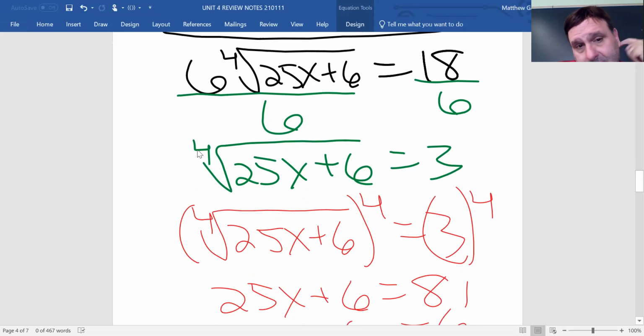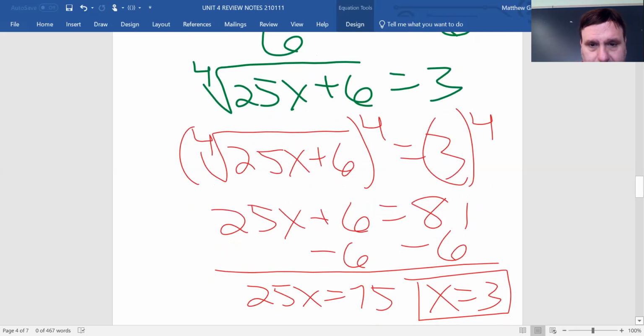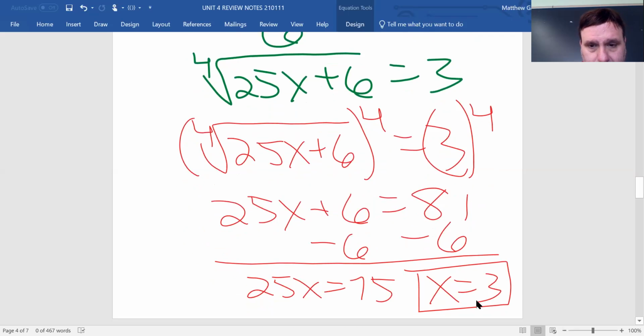So to get rid of this index of 4, we raise both sides to the 4th power. By raising the radical to the 4th power, we just get rid of the radical and we're left with the radicand 25x plus 6, which we see down here. 3 to the 4th power is not 3 times 4, it's 3 times itself 4 times. So it's 81. Once you have this linear equation, x is 3.